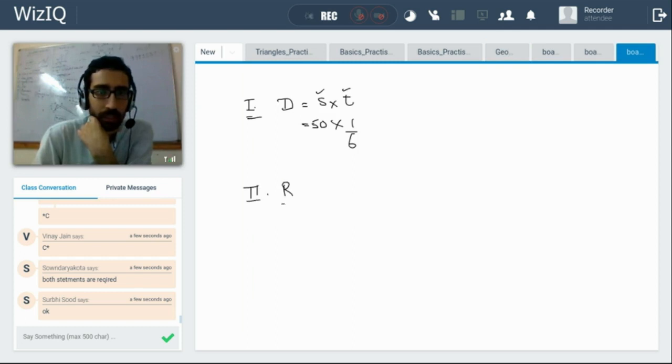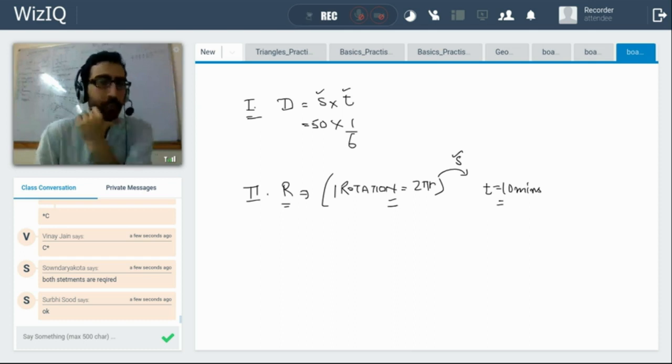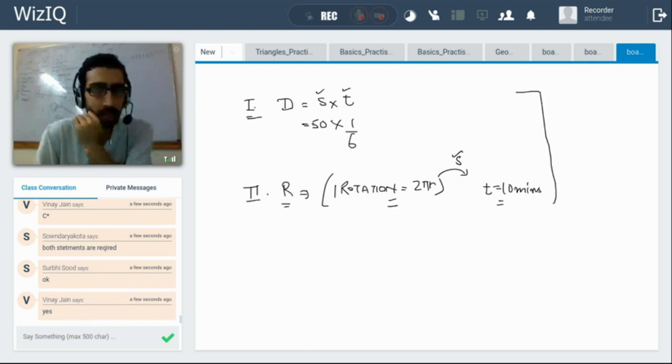because statement 2 is giving us the radius, which means that we can calculate the distance moved in one rotation, which is 2 pi r. But what else do we know? We only know that time is 10 minutes. And therefore, you have nothing connecting the number of rotations with the time. And that connecting thing would have been the speed. You need to know the speed. Is this clear? So until and unless you combine statement 1 and 2, you will not be able to solve this question.